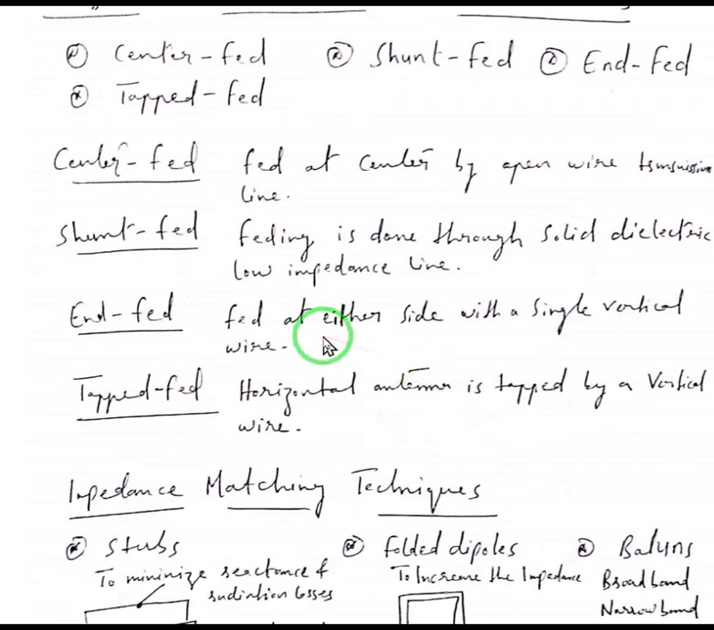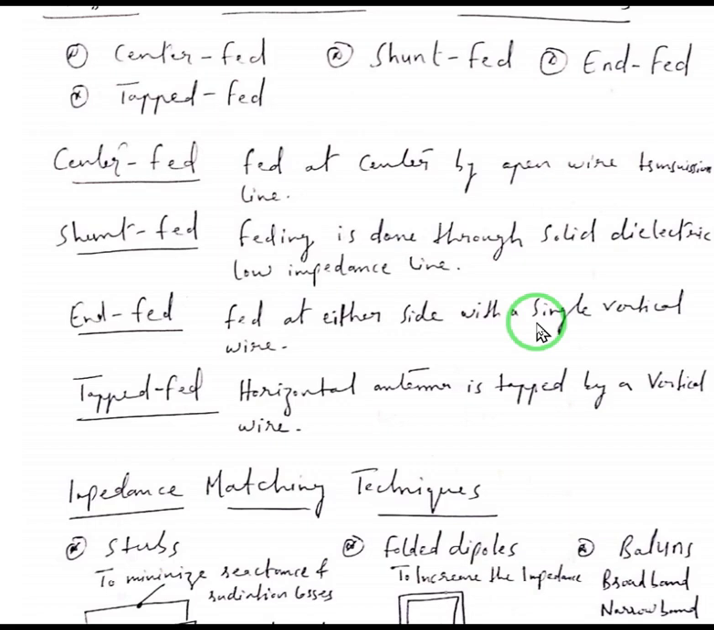End feed is defined as the antenna being fed at either side with a single vertical wire. That is, the source can be provided at any or either side, but with a single vertical wire. The source is being given to the antenna through a single vertical wire.